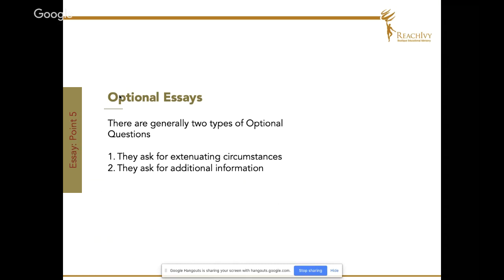Now, a lot of students often ask, should we do this question? And I say yes, you must. Never leave an opportunity to tell them something more about yourself. And always use every, and I mean every inch of that application to sell yourself, sell your profile, sell your goals, sell your ambitions.